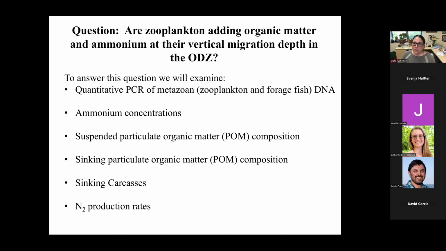Okay, so the question I'm going to talk about today: are zooplankton adding organic matter and ammonia at their vertical migration depths in the oxygen deficient zone? To answer this question, we will examine quantitative qPCR of metazoan, which is like the official name for zooplankton and forage fish, DNA. We're going to look at ammonia concentrations, suspended particulate organic matter composition, sinking particulate organic matter composition, sinking carcasses, and N2 production rates.